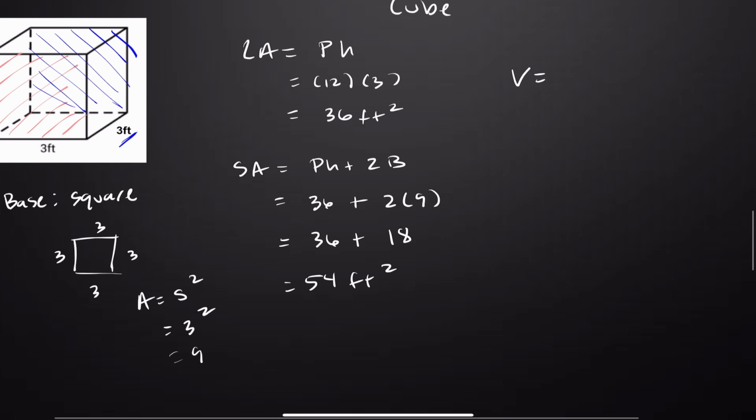And the volume is the area of the base multiplied by the height of the prism. We know that the area of the base is 9 and the height of the prism is just 3. So it's 27 cubic feet.